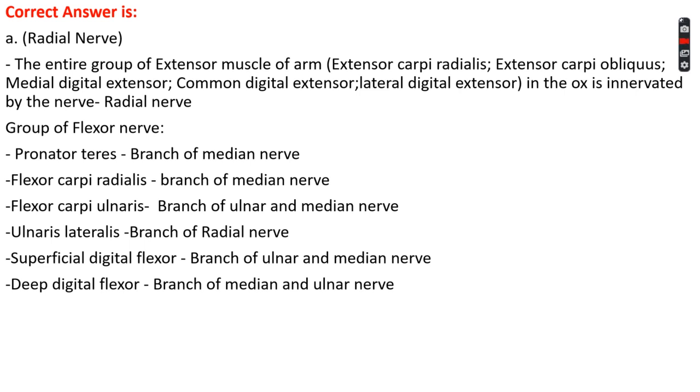Flexor carpi ulnaris is innervated by branches of the ulnar and median nerve, while ulnaris lateralis is innervated by a branch of the radial nerve. Superficial digital flexor is innervated by branches of the ulnar and median nerve, and deep digital flexor is also innervated by branches of the median and ulnar nerve. So the superficial digital flexor, deep digital flexor, and flexor carpi ulnaris, these three muscles are innervated by both the ulnar and median nerve, while ulnaris lateralis is innervated by the radial nerve, and two muscles, pronator teres and flexor carpi radialis, are innervated by branches of the median nerve.